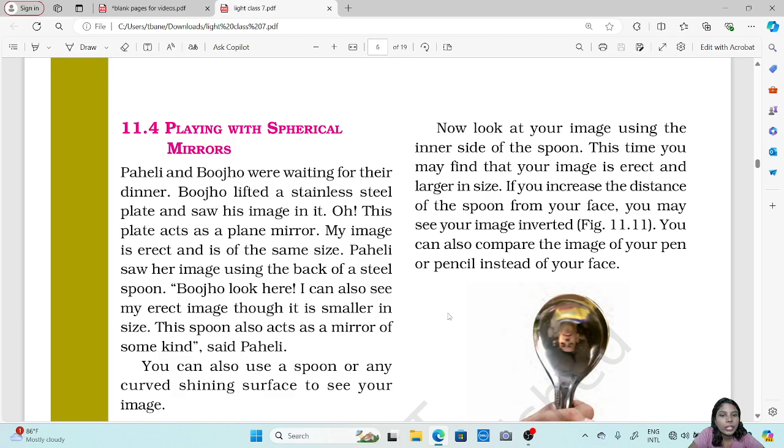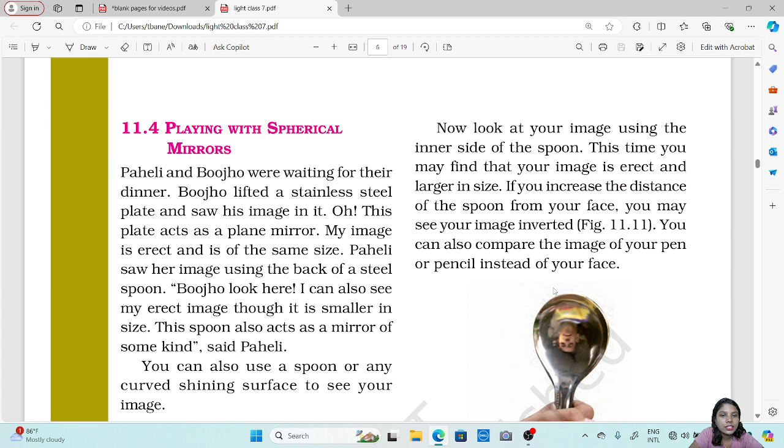Now look at your image using the inner side of the spoon, the side which you use to scoop up things. This time you may find that your image is erect and larger in size. So what we are seeing here is that when we looked from the inner side of the steel spoon, we saw that our image was erect, as in now see this pen is like this, but when I look at its reflection in the mirror, it will be turned upside down. So that means the image is erect and larger in size.